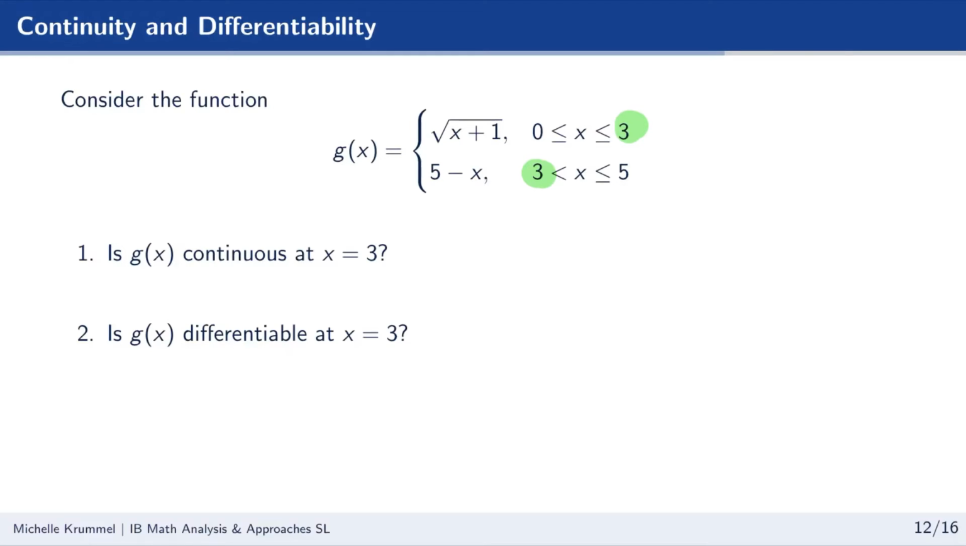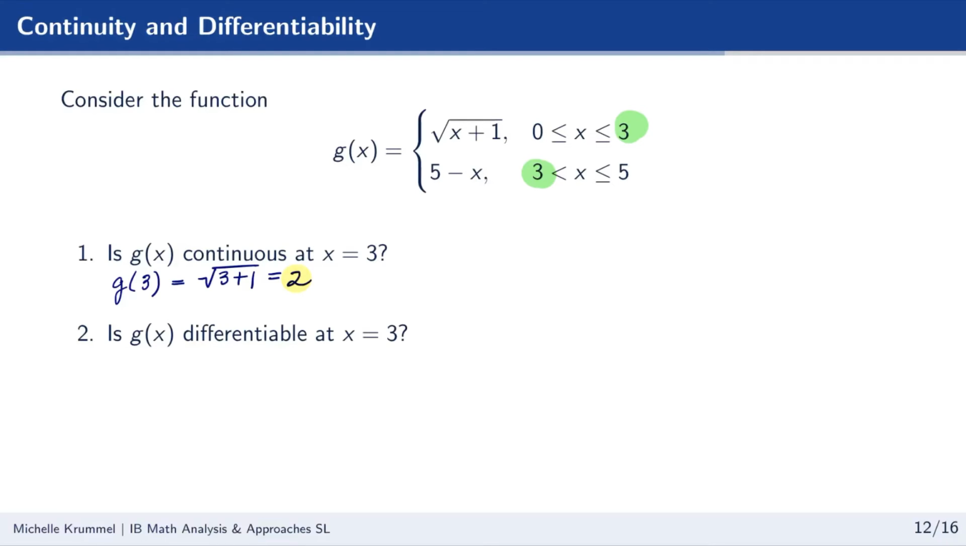Okay, so we'll start with g of 3. What is g of 3? So we look at the subdomain that includes 3 right here. That's the first subdomain. So g of 3 equals the square root of 3 plus 1 equals 2. Okay, so we've got that. Now we need the limit of g as x approaches 3 to also be 2.